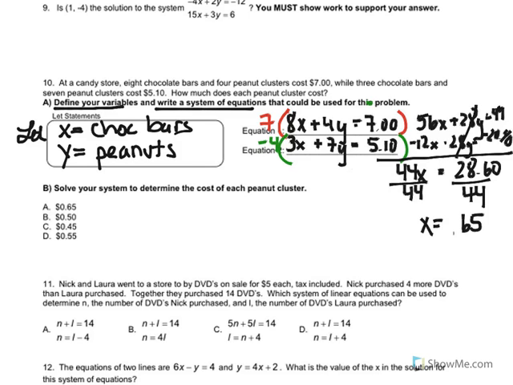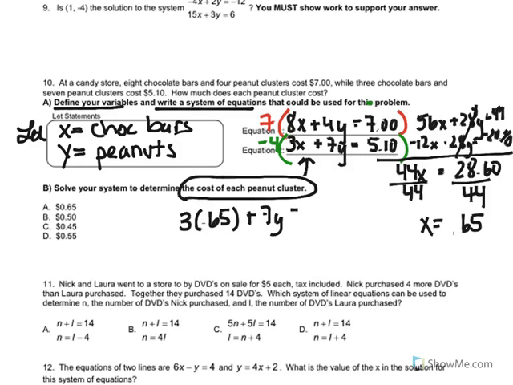So x is the chocolate bars. So that doesn't help me because it asks us for how much is the cost of a peanut cluster. So don't get suckered into picking 65. That's the wrong answer. Okay, so what we want to do is figure out the peanut clusters. So we're going to plug in 65 cents and then figure out. So I'm going to use this second equation right here. So I'm going to do 3 times 65 plus 7y equals $5.10.